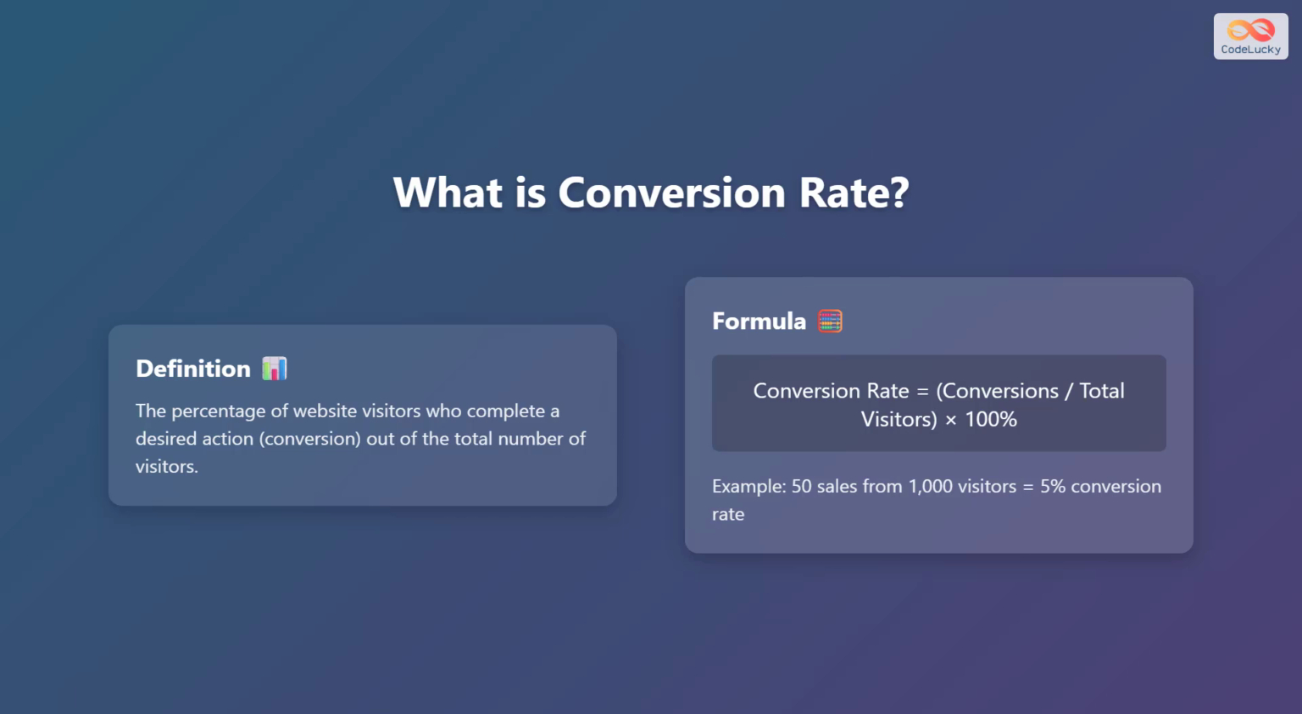Now, let's look at the formula for calculating conversion rate. It's quite straightforward. Conversion rate equals the number of conversions divided by the total number of visitors, and then multiplied by 100%. For example, if you have 50 sales from 1,000 visitors, your conversion rate would be 5%. Understanding this basic formula is the first step in optimizing your website for better results.